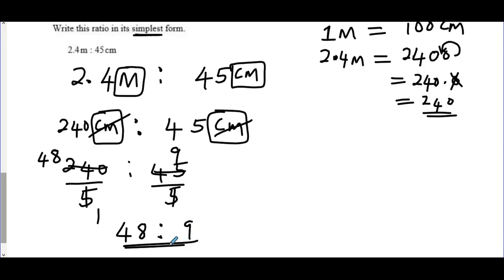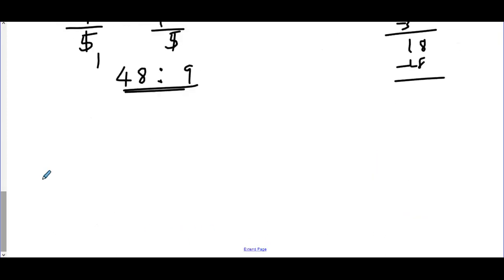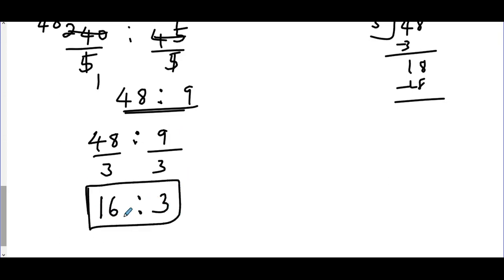Can you simplify this? I guess no, you can't simplify this. Can we check? By 3, you need to go by 3. Let me check. 48 divided by 3 is 16, and 9 by 3 is 3. Yes, this goes by 3. So by 3, we have 48 ratio 9 becoming 16 and 3. Can you keep going? By 2, by 3? No. I think the simplest form of that ratio will be equal to 16 ratio 3.